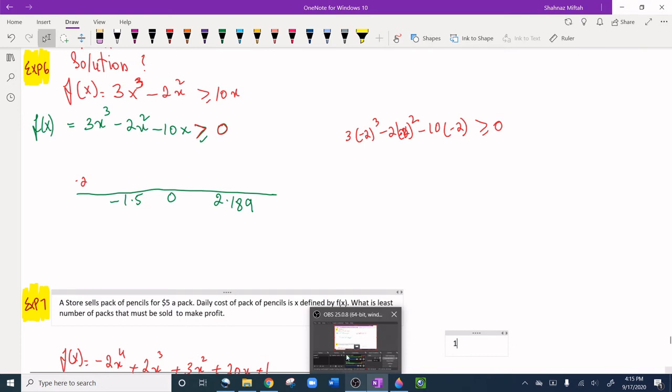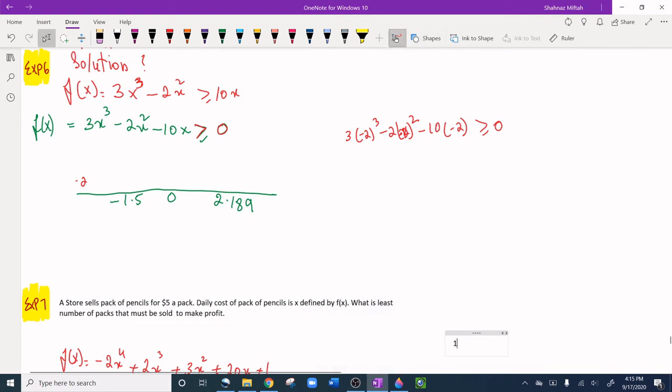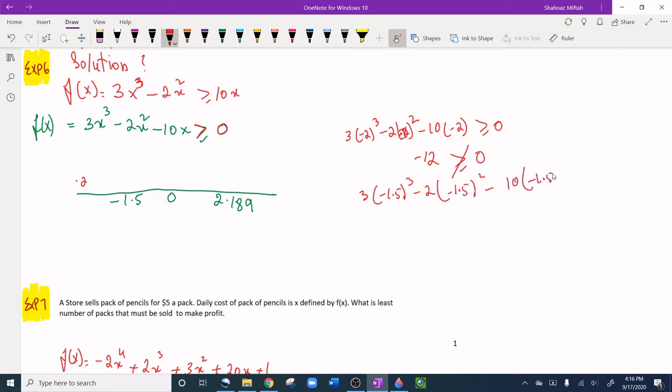Now let's see. We already figured out that negative 2 is not working, because for negative 2 what we got is negative 12, which is not greater or equal to 0. So that doesn't work. That's a big no-no. Then we plugged in negative 1.5: 3 times negative 1.5 cubed, minus 2 times negative 1.5 squared, minus 10 times negative 1.5, greater or equal to 0. From this we got 0.37, which is greater or equal to 0, so this one works. So negative 2 doesn't work, negative 1.5 works.